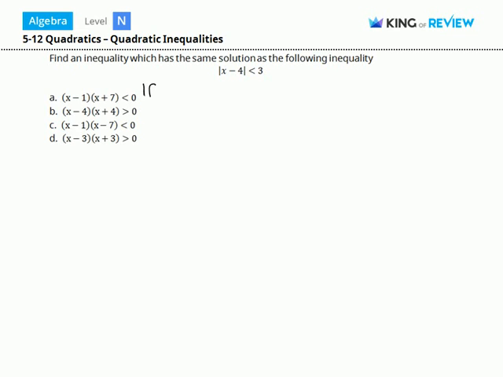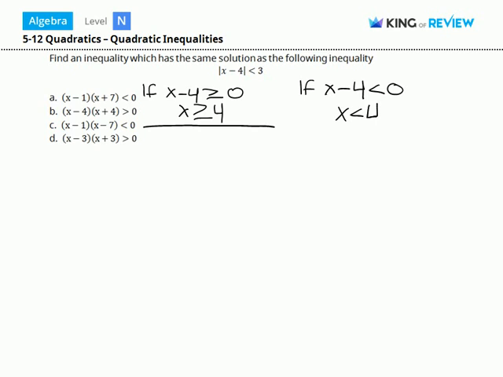The first condition is if x minus 4 is greater than or equal to 0. And if we rearrange for x, we get x is greater than or equal to 4. So this is our first condition. And our second condition is if x minus 4 is less than 0. And if we rearrange for x here, we get x is less than 4. This is our second condition.